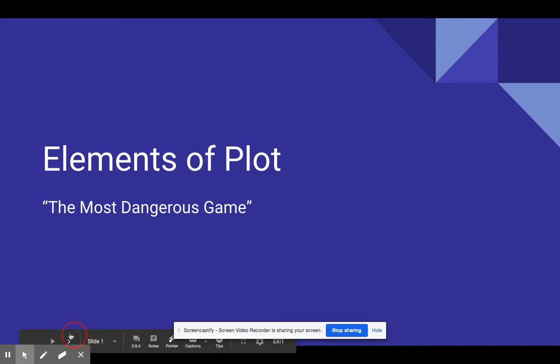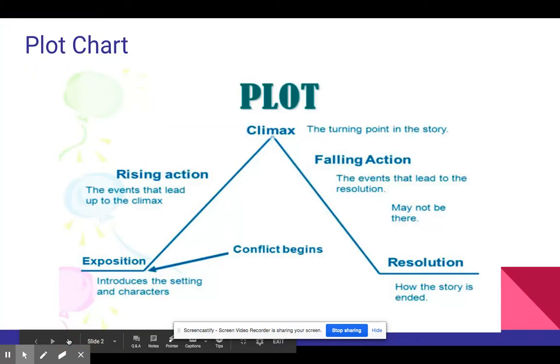Okay? So we're going to go over a little bit of a review of the plot chart and different plot elements. That way you kind of know what I'm talking about when we're going through, and more importantly, you know what you're doing once you have to complete your own plot chart of The Most Dangerous Game. All right. So this is your basic plot chart.